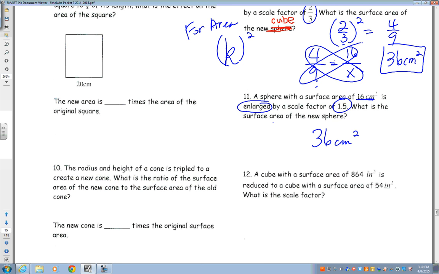Okay, so the scale factor was 1.5. I squared that. I got 2.25. I multiplied that by the original, and that gave me the new. Not this one, because I'm going from original to new. Basically when you're finding a new, the scale factor squared times the original gives you the new one, okay?